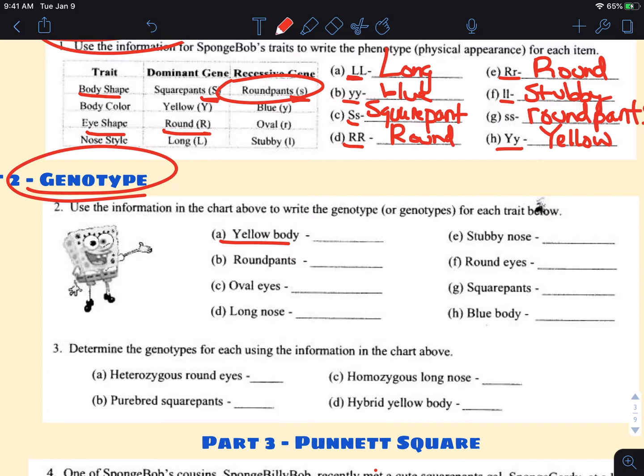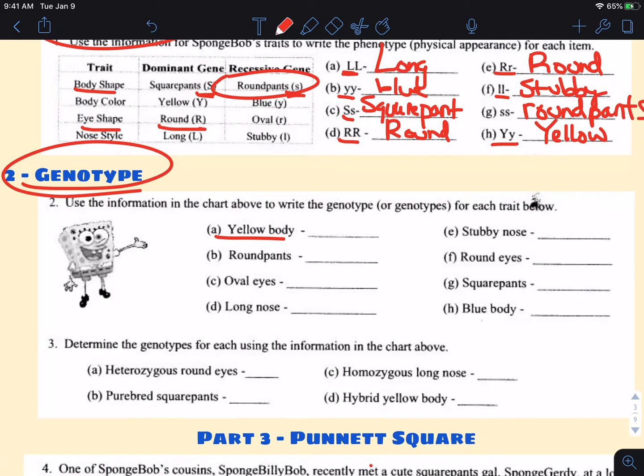When we look at, for example, the yellow body, we obviously know that you could get a yellow body from having big Y, big Y. That makes sense. Homozygous dominant. You're, of course, going to get a yellow body. But the alternative is to have big Y, little y, because you pair the dominant with the recessive, and you always get the dominant. Now, if we're looking at something like the round pants, that has to be little s, little s. That's the only way we are going to get a round pants, to have two recessive alleles.